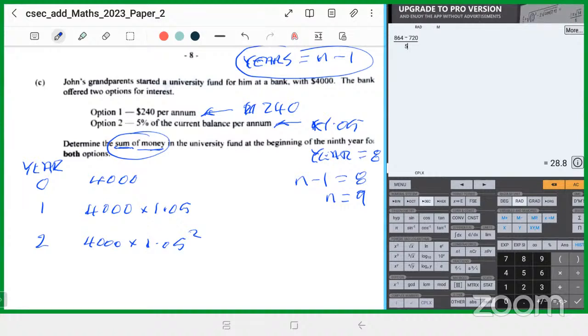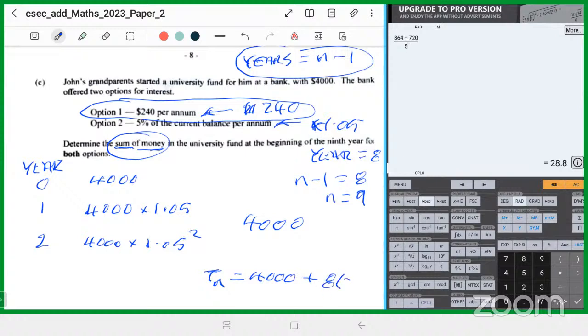So remember, say for the AP, you start out at 4,000, and they keep adding 240. So you really want T9, not the sum of 9 terms. What value is it after 9 years? So you have the 4,000, and you'd have added 240 8 times, right? So it will be 8 times 240.